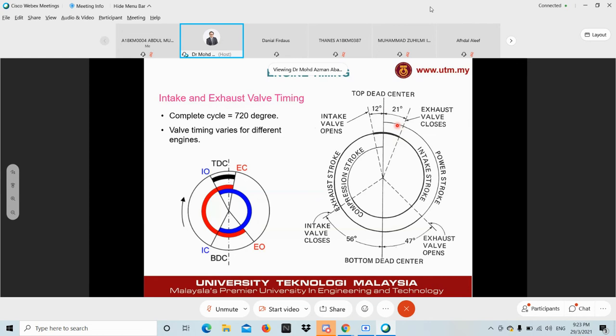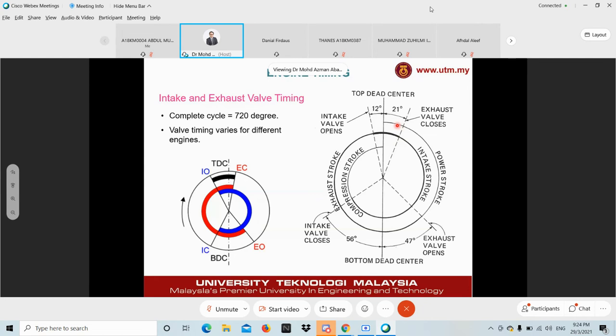That's why the momentum of the exhaust gas has already started during the exhaust stroke, as the gas goes out through the exhaust valve. But later, near the end of the exhaust stroke, the intake valve starts to open. This creates a scavenging effect to further assist the exhaust gas to go out through the exhaust valve.